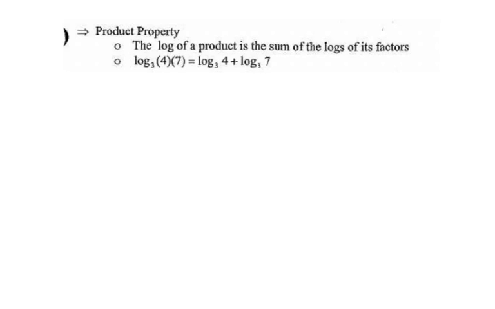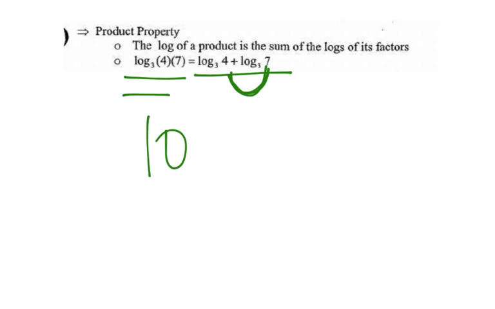So if you have log base 3 of 4 plus log base 3 of 7, as long as the base is the same, you can multiply those numbers, and it just becomes log base 3 of 4 times 7, or log base 3 of 28.